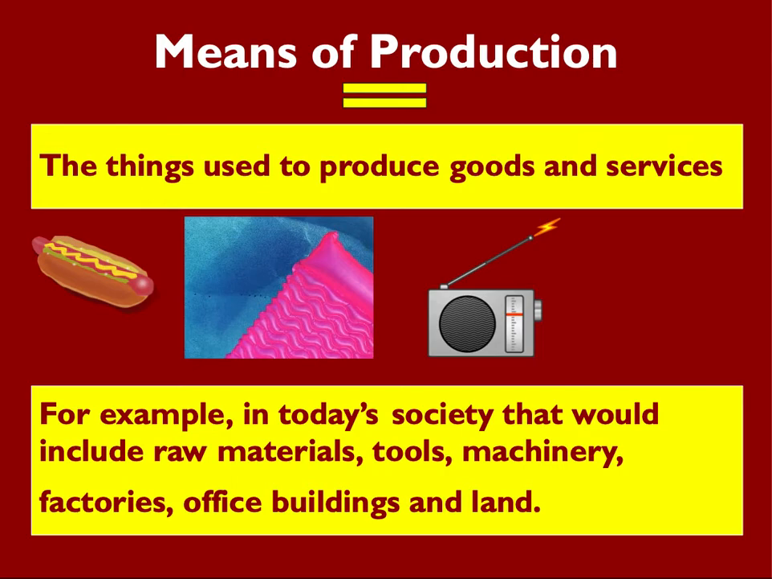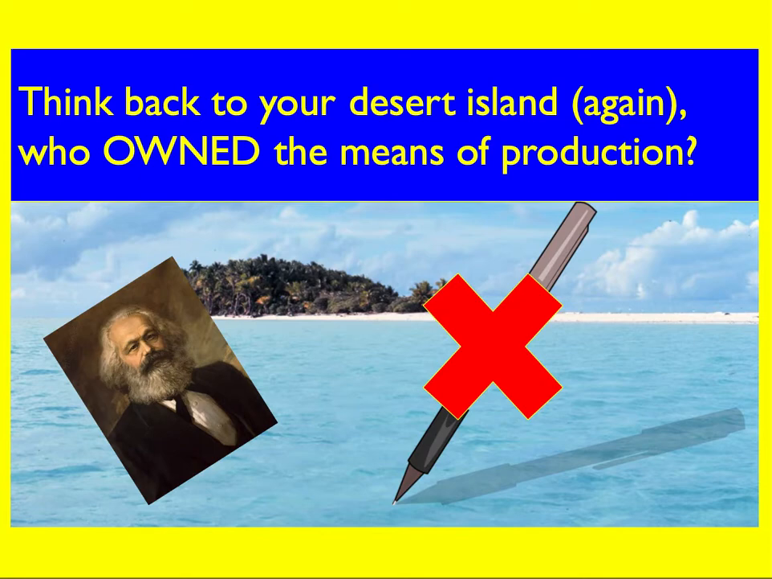Moving away from the desert island completely, these are some examples of those things that are used to produce goods and services, namely raw materials, tools, machinery, factories, office buildings and land. In response to this question, who owned the means of production, most people answer by saying that things were shared amongst the new inhabitants of the island.